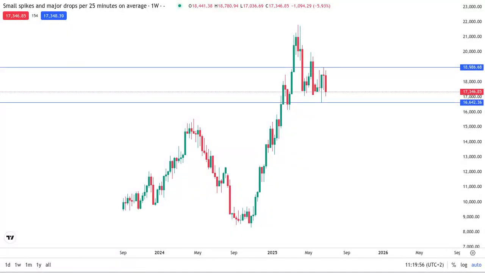So today we're going to be doing some analysis on DEX index, which is a synthetic index that's offered by Deriv. So let's just try and jump straight into it and not try and waste so much time. Yeah, so we're going to start on the weekly time frame.